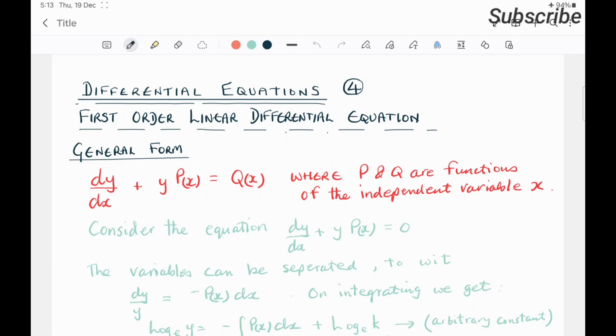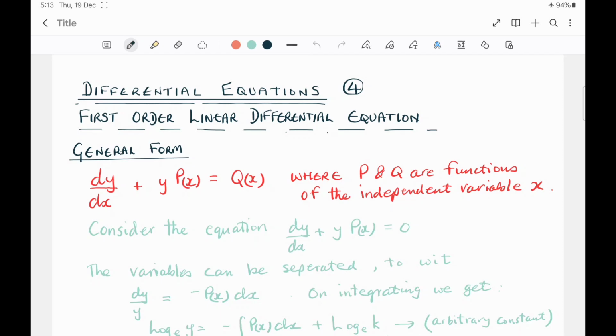This is going to be episode 4 of the subject of differential equations, and in this particular episode I want to deal with what are called first order linear differential equations. The general form is written here in red, and it reads as dy/dx plus y times p of x equals q of x, where p and q are functions of the independent variable x.